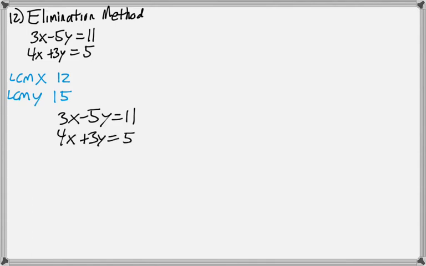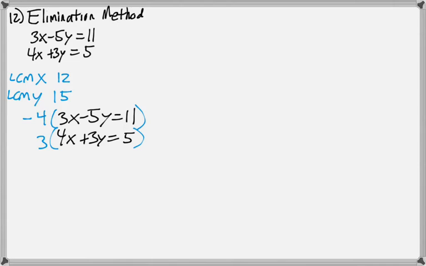Okay, so to get rid of the x's, you want them both to be 12. So I need to multiply the top by 4 to get that 3x to become a 12x. And I want to multiply the bottom by 3 to get that 4x to become a 12x. And I need one of them to be negative. So I'm going to choose to make that top one a negative by multiplying by a negative 4. If you want to multiply the bottom by a negative 3, you can. As long as one of them is negative, and not both of them, then you should be good.